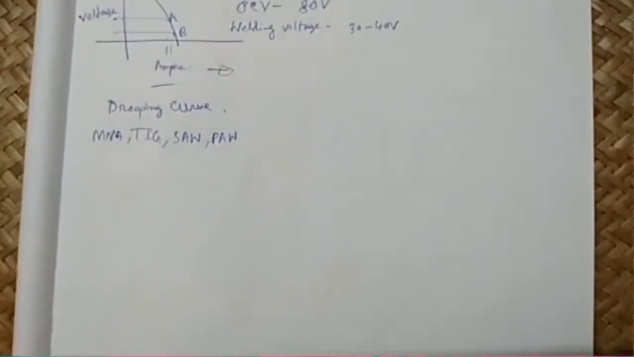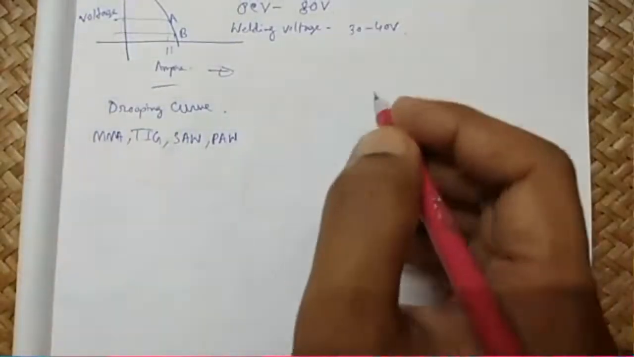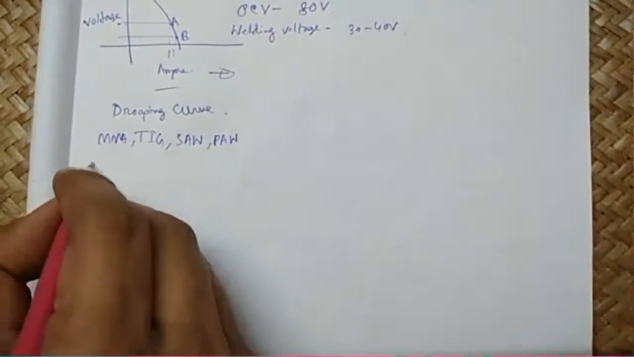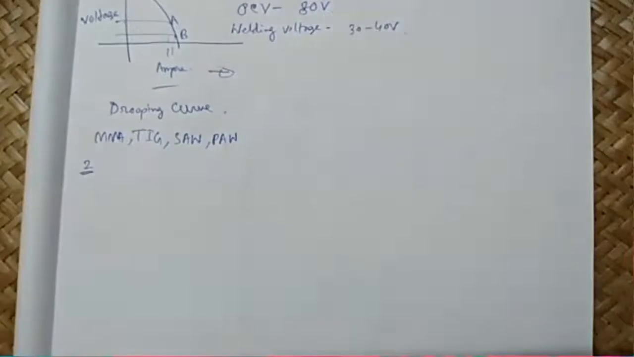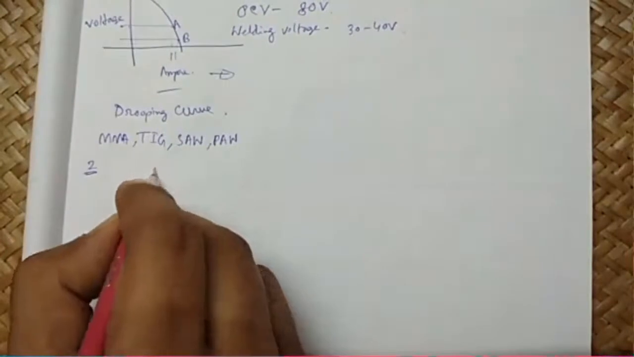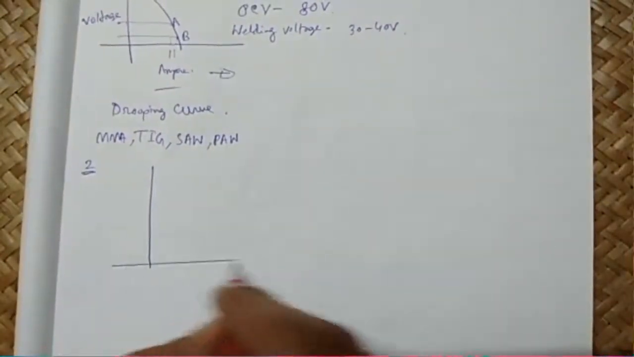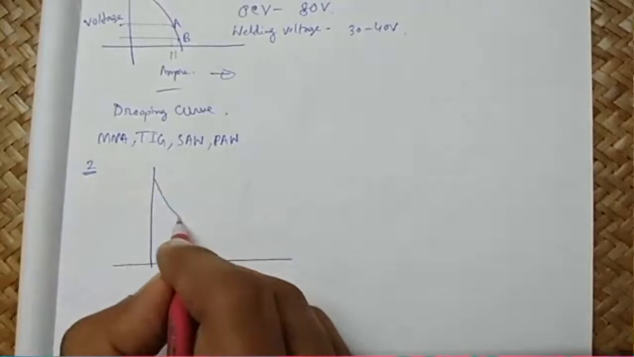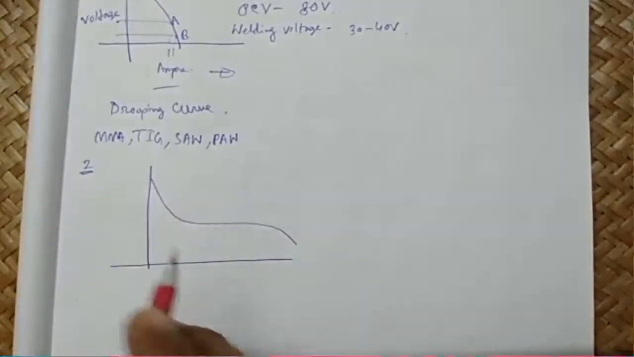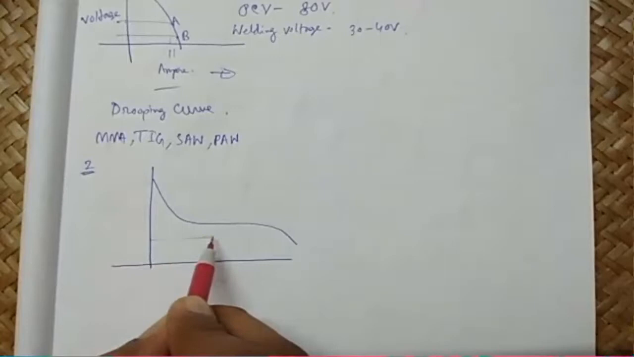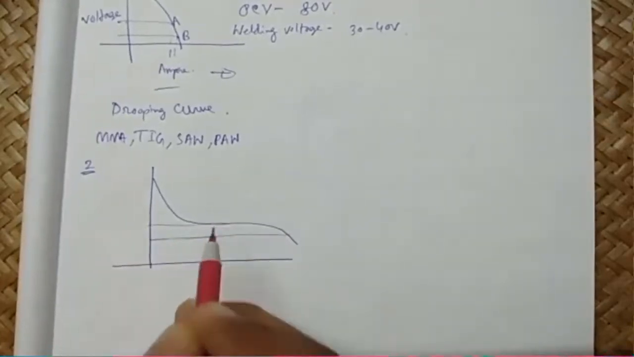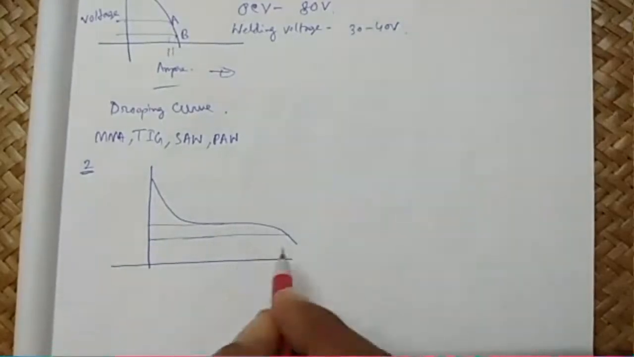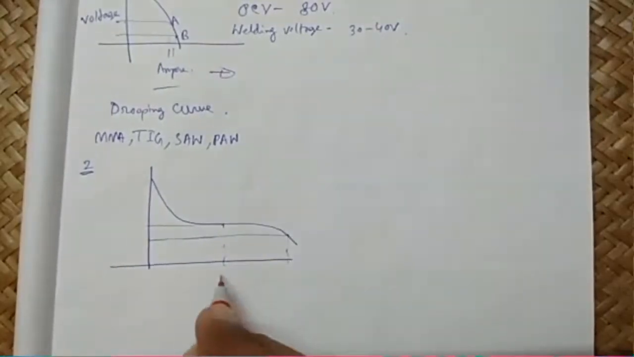Now secondly, this is the first one, drooping characteristics. This is the second one, flat or constant voltage type. Here the curve will look like this, and in this region, if you look, the current will change to a much higher value.